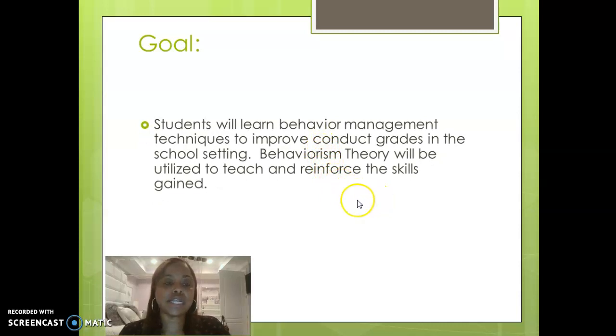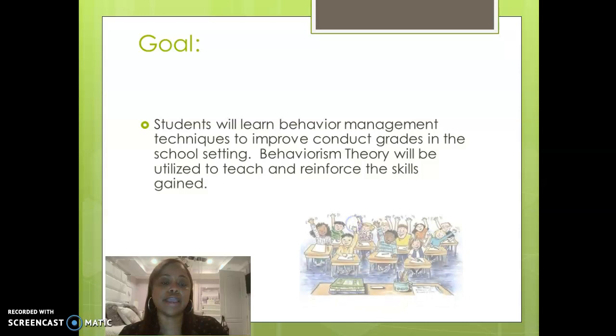The goal of this lesson is that students will learn behavior management techniques to improve conduct grades in the school setting. Behaviorism theory will be utilized to teach and reinforce the skills gained.